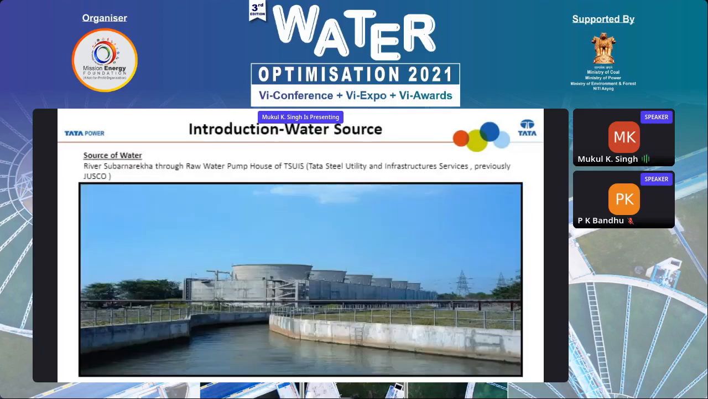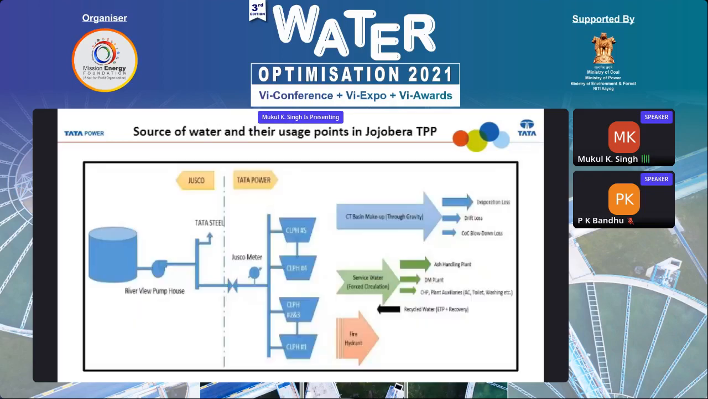We take the water from the Suvarnarekha River through Tata Steel Utility and Infrastructure Services, a separate small company made by Tata Steel, which looks after the water and energy requirements of Jamshedpur city. Previously, it was known as JUSCO. So we purchase the water from TSUIS. The water rate has increased almost 5 times in the last 5 years. It is almost 25 rupees per cubic meter that we are purchasing from Tata Steel. This is the source of water.